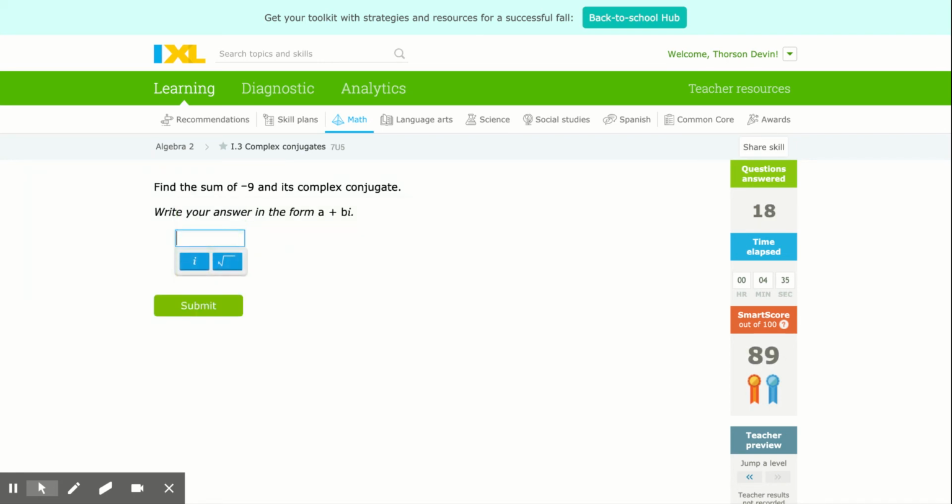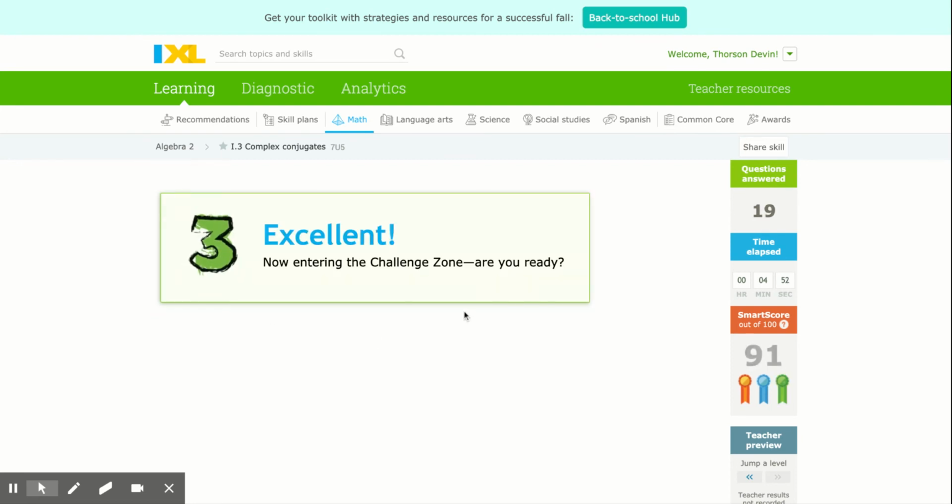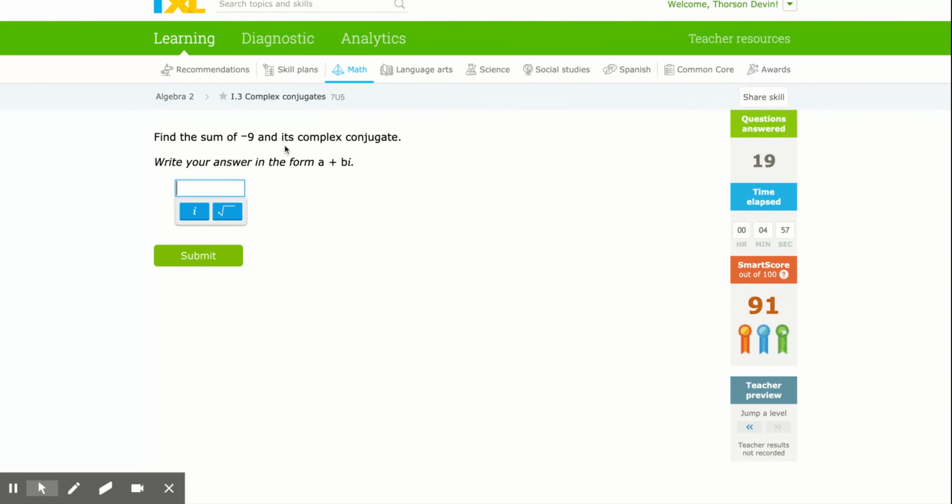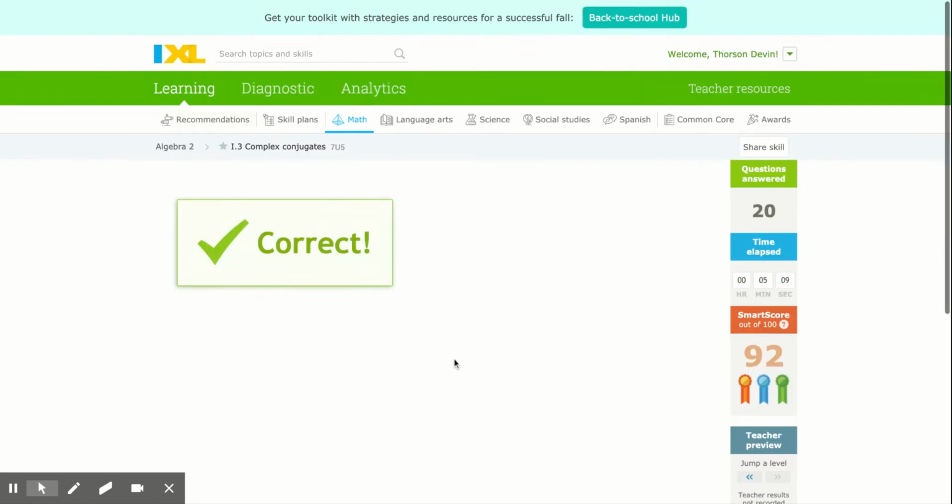Find the sum of negative 9 and its complex conjugate. Well, guess what? Now be careful. The complex conjugate is going to have a negative 9 real part. It's going to be negative 18. Don't change the sign on the real part. Again, the complex conjugate of negative 9 is still just negative 9. If there's no i there, we don't change it. And so if I added it to itself, it'd be bigger.